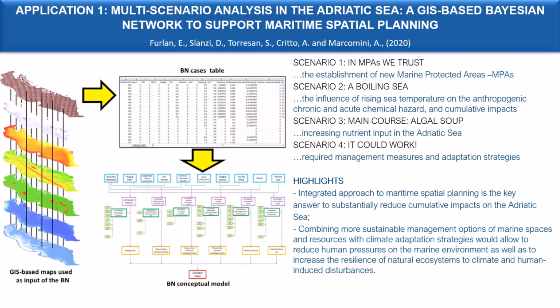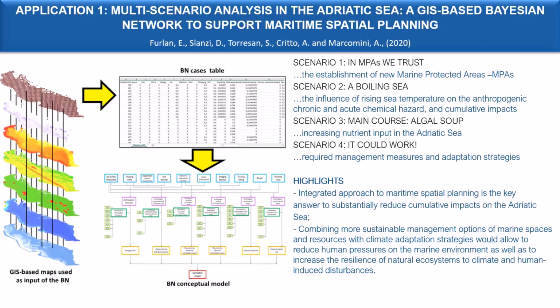As you can see on the left-hand side, this is the workflow that we carried out. We collected a huge amount of spatial data in different domains, and then we built a conceptual framework and translated it into the Bayesian network model. And we carried out 4 different scenarios. The first one regards the effectiveness of the establishment of new marine protected areas. We would like to know the effect of marine protected areas in reducing risk in the marine domain. The second scenario we call the boiling sea.